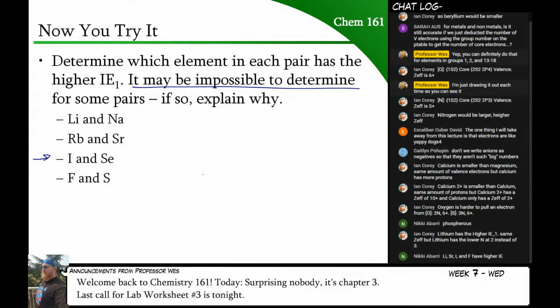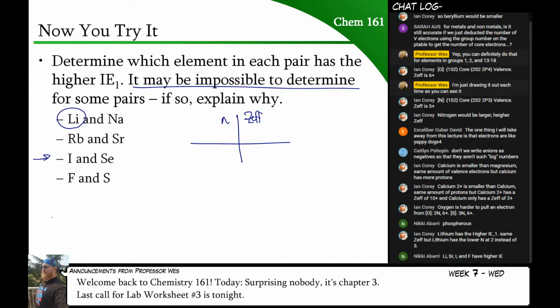So for lithium and sodium here, lithium is a smaller atom. It only goes to n equals 2. Sodium goes to n equals 3, but they both have Z effective 1 plus. Which is the higher ionization energy? It's harder to ionize something that's smaller, so lithium is the winner. All right, let's clear that, and we'll do it again.